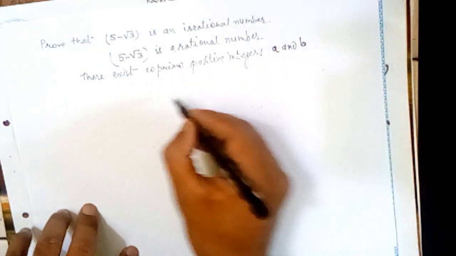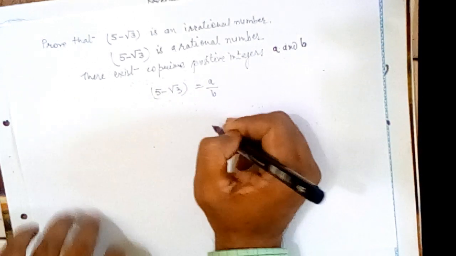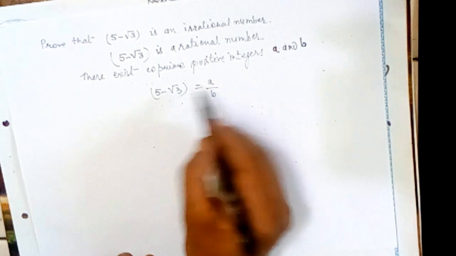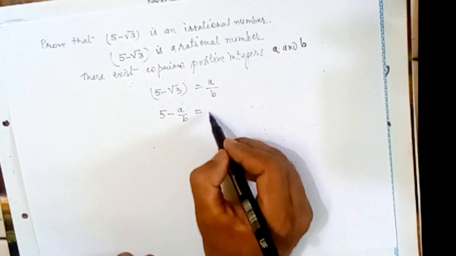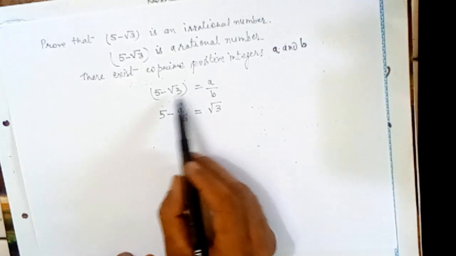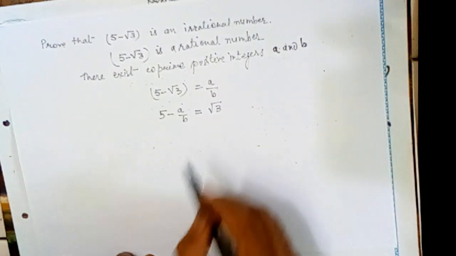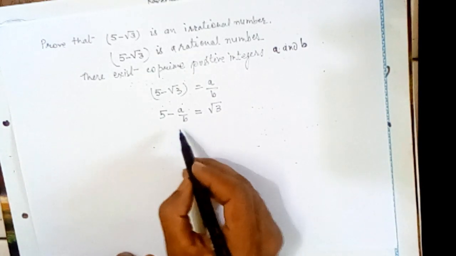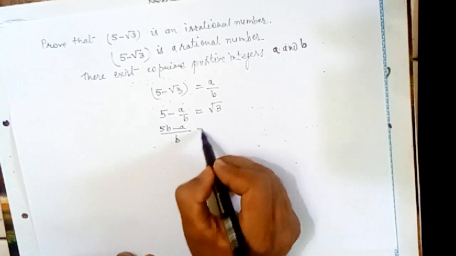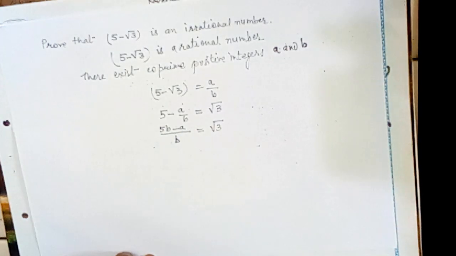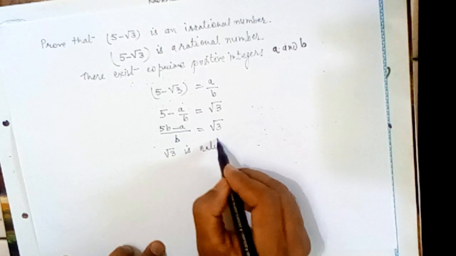Such that 5 minus root 3 equals A upon B. Now we shift this: 5 minus A upon B is equal to root 3. We shifted A upon B over here, and minus root 3 here, so it becomes root 3. Taking the LCM, it is 5B minus A upon B, which is equal to root 3. Now we know that root 3 is irrational.